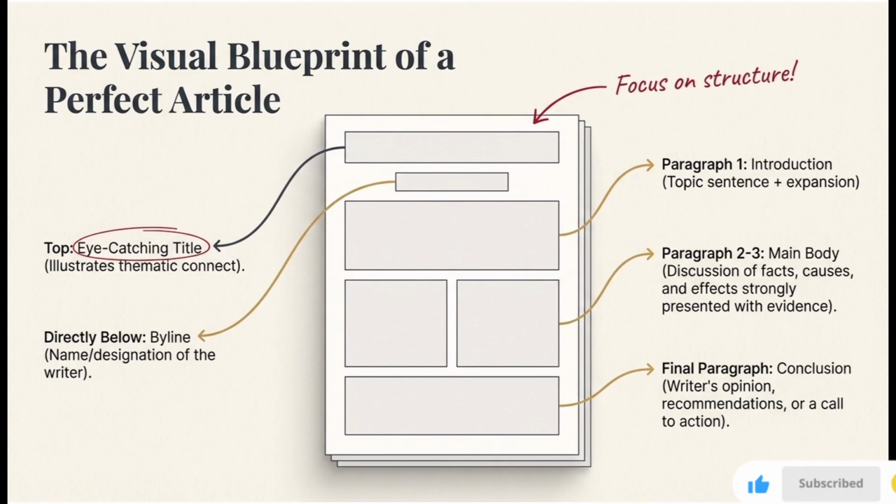Structure of an article. A good article always follows a clear and organized structure. It begins with an interesting title, followed by the byline. The first paragraph introduces the topic. The middle paragraphs form the main body, where you discuss facts, reasons, and explanations. Finally, the last paragraph concludes the article, often with a suggestion, opinion, or call to action.